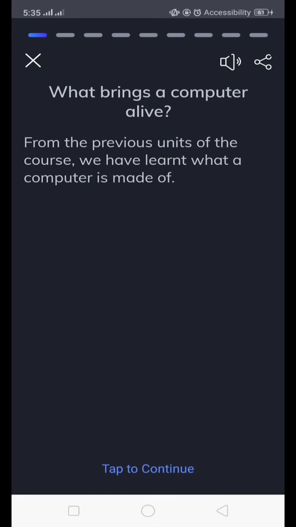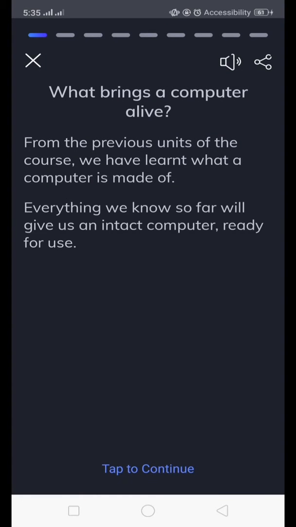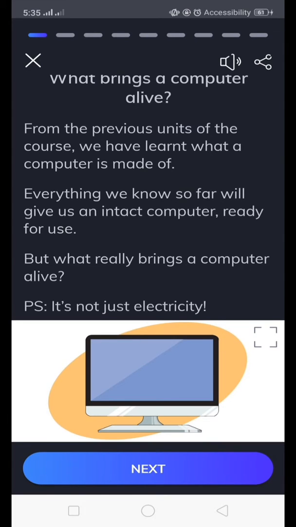From the previous units of the course, we have learned what a computer is made of. Everything we know so far will give us an intact computer, ready for use. But what really brings a computer alive? P.S. It's not just electricity.